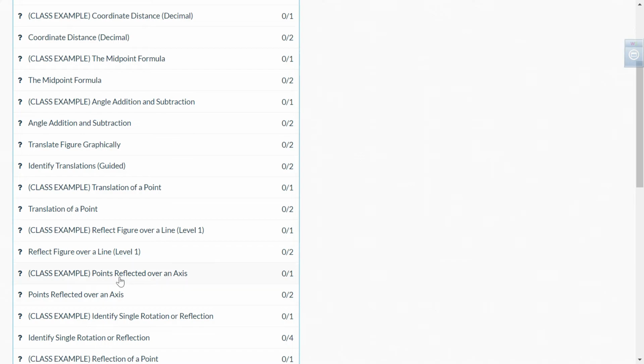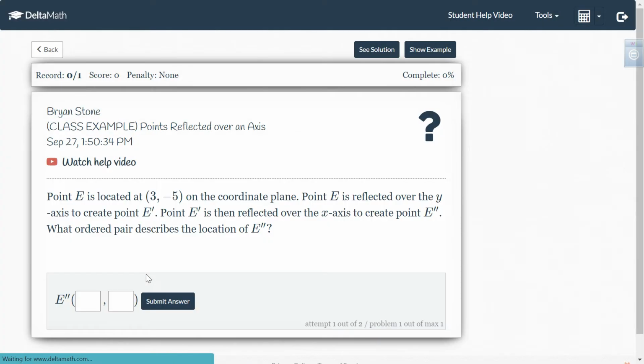All right, so let's see, points reflected over an axis. Take a look at this one. This problem looks kind of crazy. Let's just read through it. It says point E is located at (3, -5) on the coordinate plane. Point E is reflected over the y-axis to create E prime. Then E prime is reflected over the x-axis to create E double prime. What ordered pair describes E double prime? What are the coordinates of it? On these problems, don't let this overwhelm you. We are just doing 2 reflections.